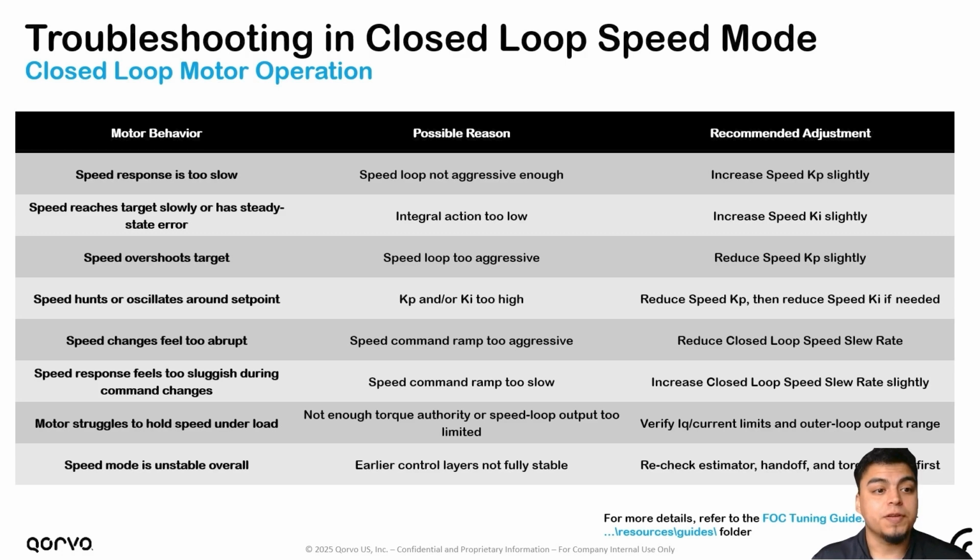And that wraps up the video. That was closed loop speed mode initial bring up. Once the speed mode is stable, you can start pushing towards your real operating range, the higher speeds, faster ramps, and also you can verify under load conditions.